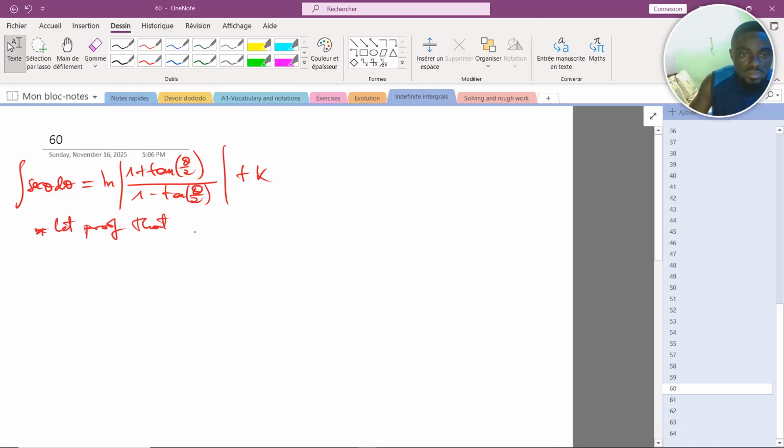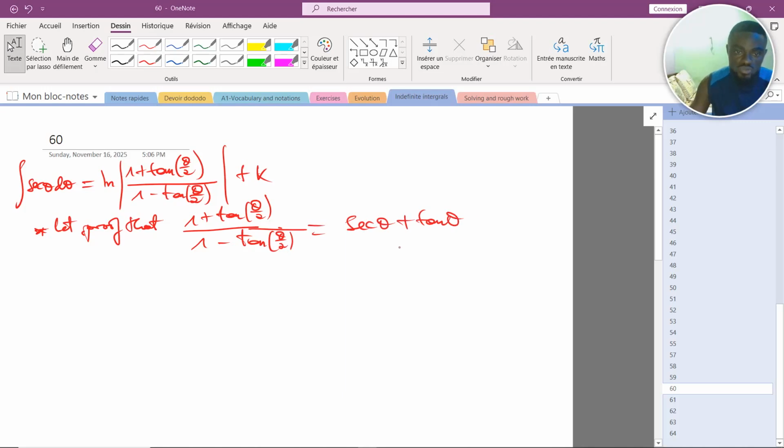Let's prove that, let me write this. Let's prove that 1 plus tan theta on 2 all over 1 minus tan theta on 2 is equals to sec theta plus tan theta. Let's prove it. Okay.